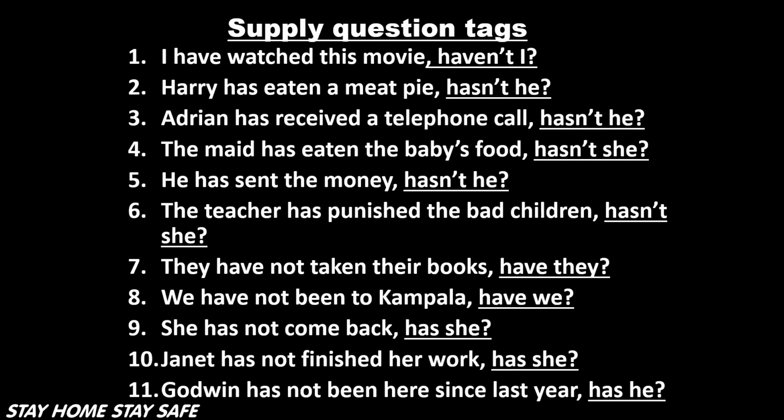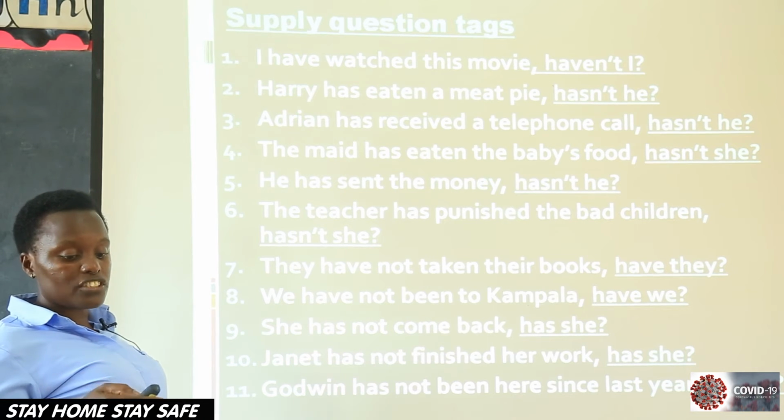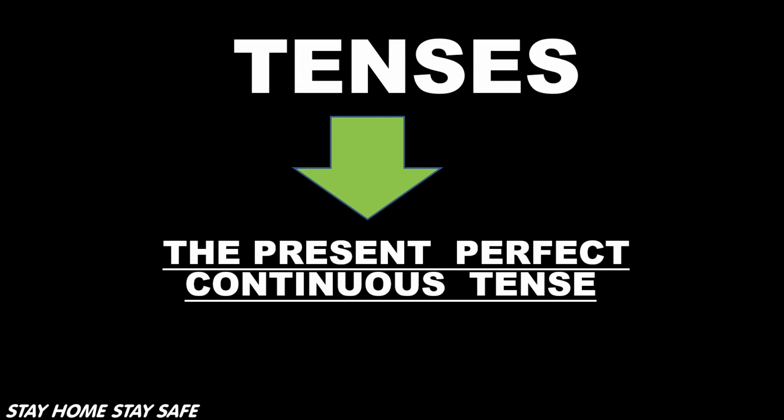Janet has not finished her work, has she? Godwin has not been here since last year. Has he? So that is the part for question tags in the present perfect tense. Now, I hope that you have made corrections. We are going to get ready for the lesson. Make sure that you sit in a place which is away from distractions.